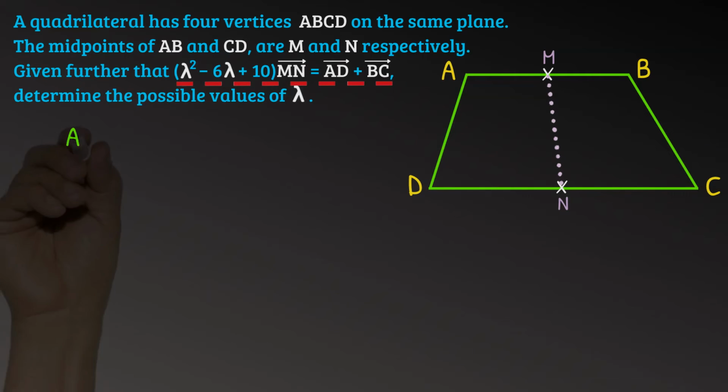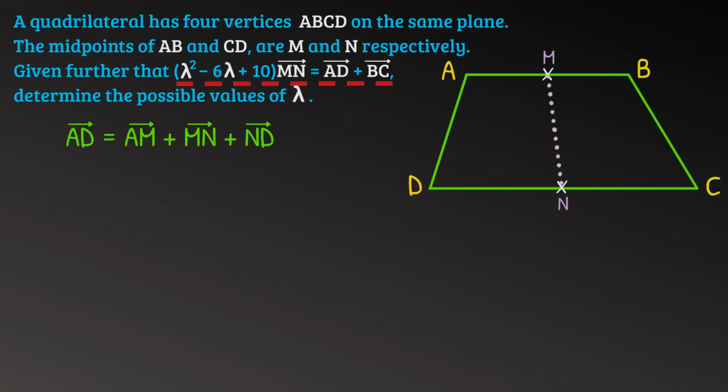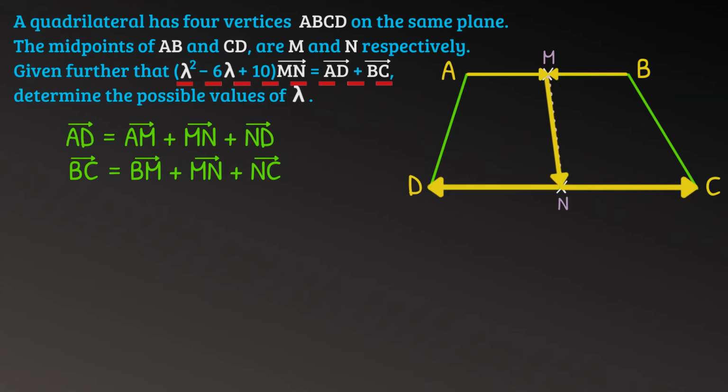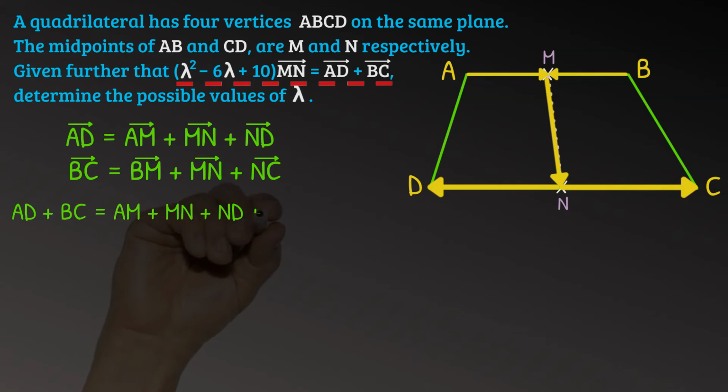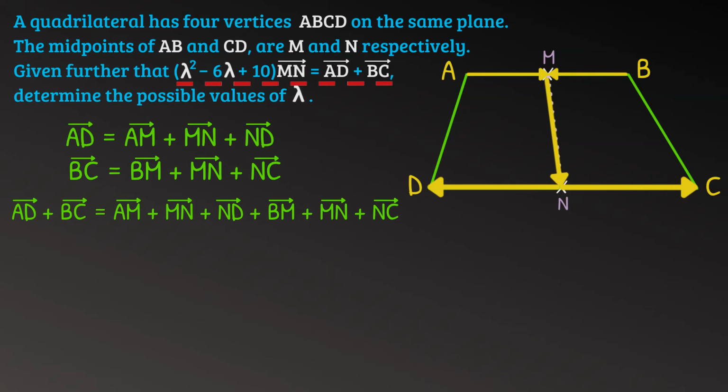And from the sketch we can see that AD is equal to AM plus MN plus ND, and BC is equivalent to BM plus MN plus NC. So if we add AD and BC together, we get this. But as you can see, we have AM and BM and ND and NC on the right-hand side.